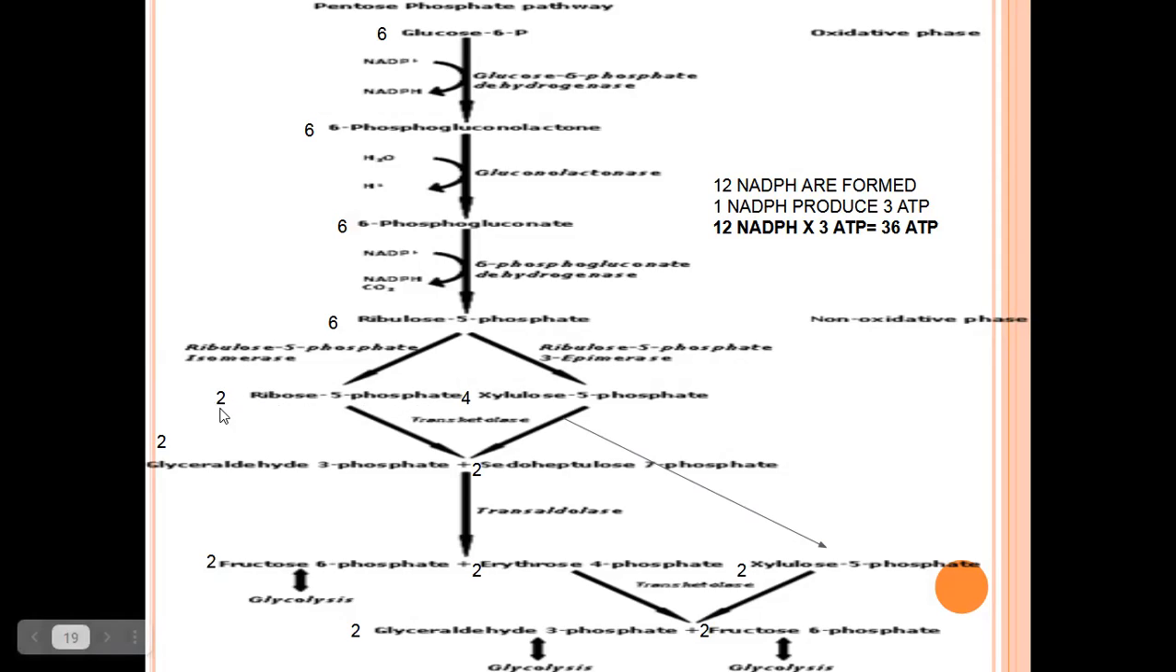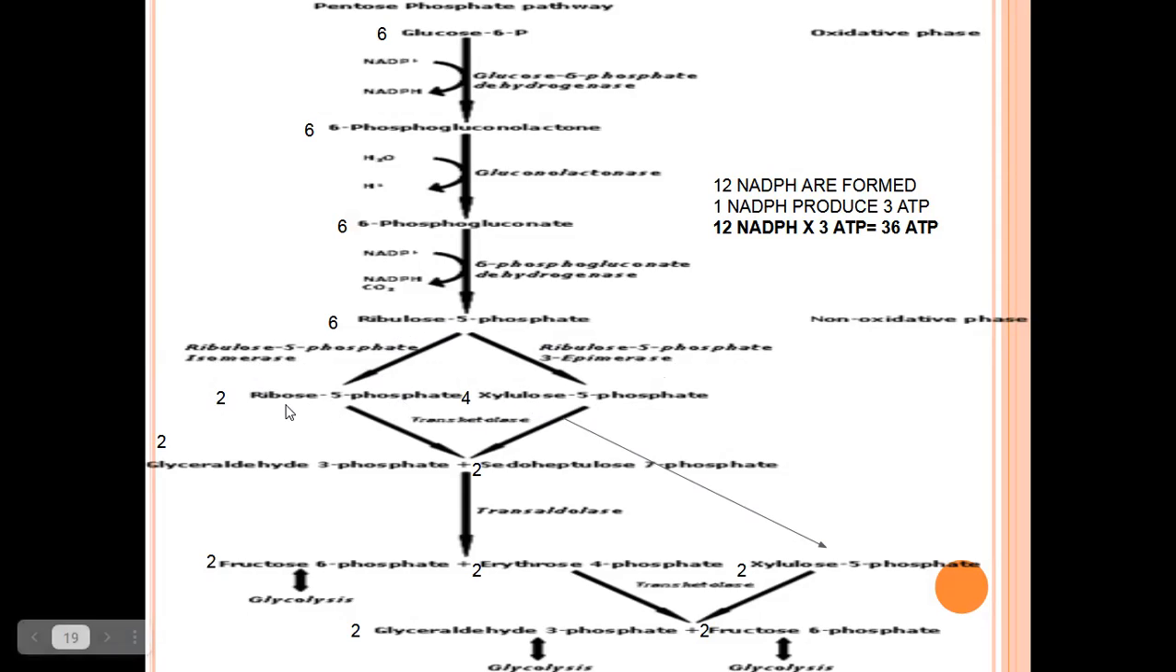2 molecules of ribulose 5-phosphate are converted into 2 molecules of ribose 5-phosphate in the presence of the ribulose 5-phosphate isomerase enzyme, and the remaining 4 ribulose 5-phosphate molecules convert into 4 molecules of xylulose 5-phosphate in the presence of the ribulose 5-phosphate 3-epimerase enzyme.